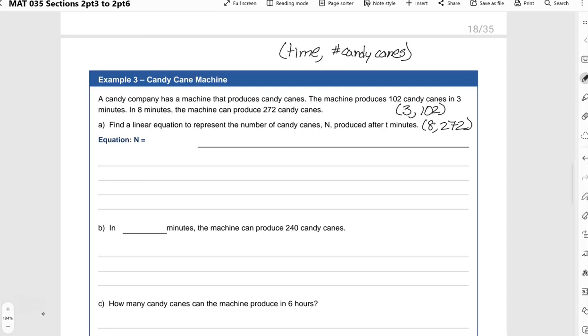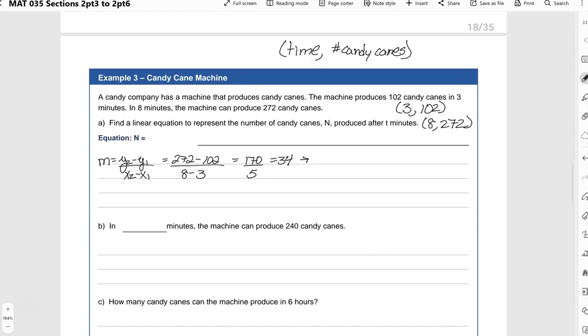minutes. So we have two ordered pairs. We're going to start by finding slope. Remember, it's y2 minus y1 over x2 minus x1. So we have 272 minus 102 over 8 minus 3. So this is going to be 170 over 5, which is 34. Okay, remember that's rise over run. So we're thinking about candy canes over time. So that means for this problem that the machine can produce 34 candy canes every minute.